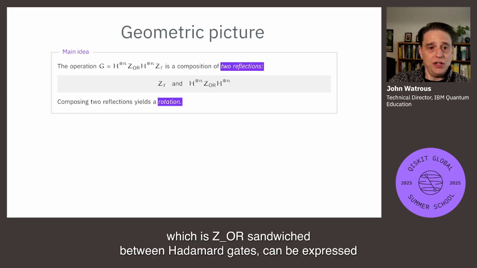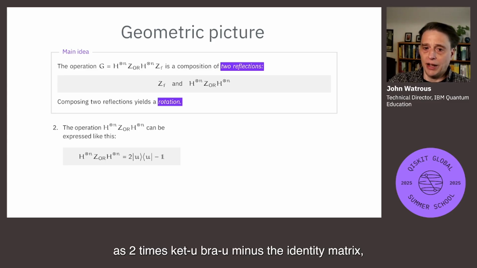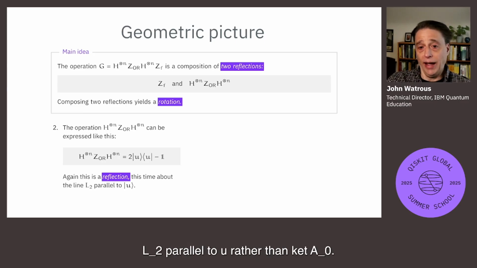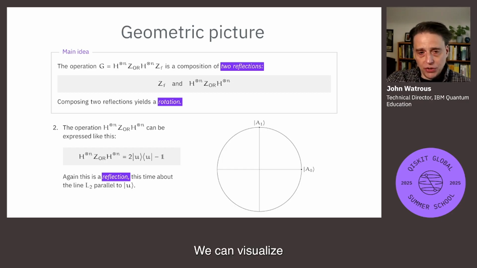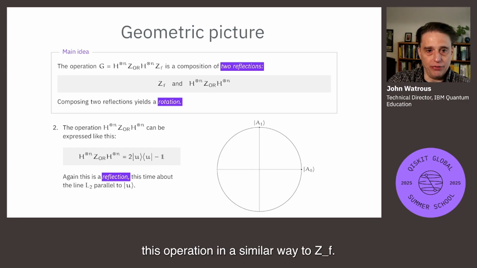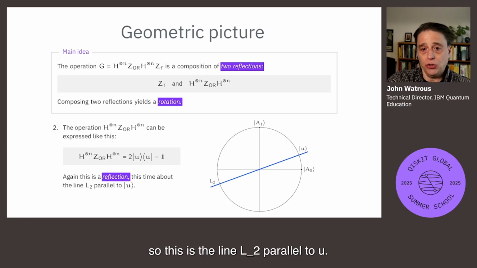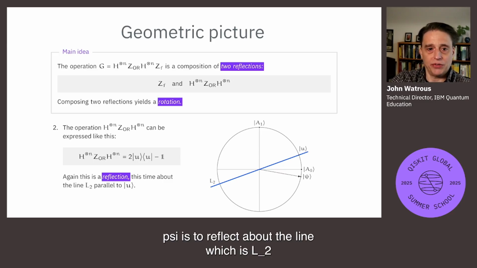The second part of G, which is Z-OR, sandwiched between Hadamard gates, can be expressed as 2 times ket U bra U minus the identity matrix, as we've already seen. And again, this is a reflection, this time about the line L2 parallel to ket U, rather than ket A0. We can visualize this operation in a similar way to ZF. Here's the vector ket U, hypothetically, so this is the line L2 parallel to ket U. And once again, the action on an arbitrary vector psi is to reflect it about the line, which is L2 in this case.